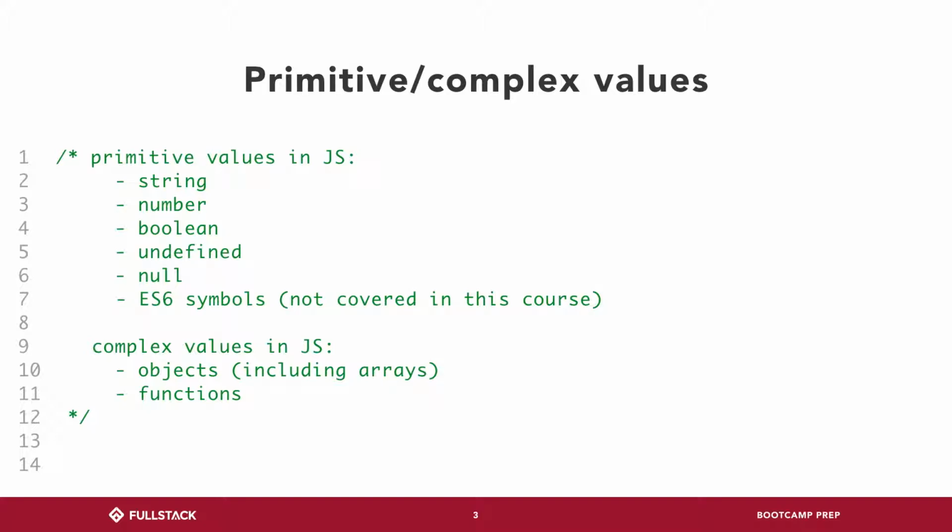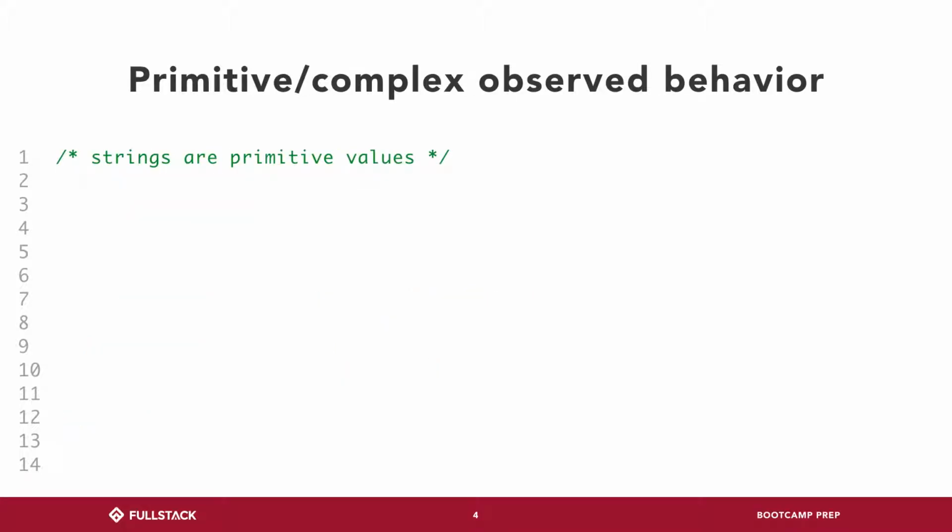So visually, here are the primitive and complex types. Arrays are of type object, so they group those two together on this slide. Don't worry about ES6 symbols. The rest of the primitive values you know. So primitive values will all be passed by value, and these complex types will all be passed by reference. So what does that mean? What does that look like?